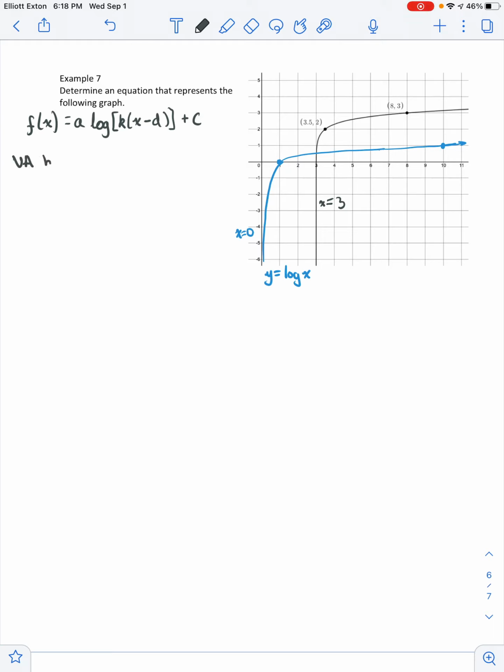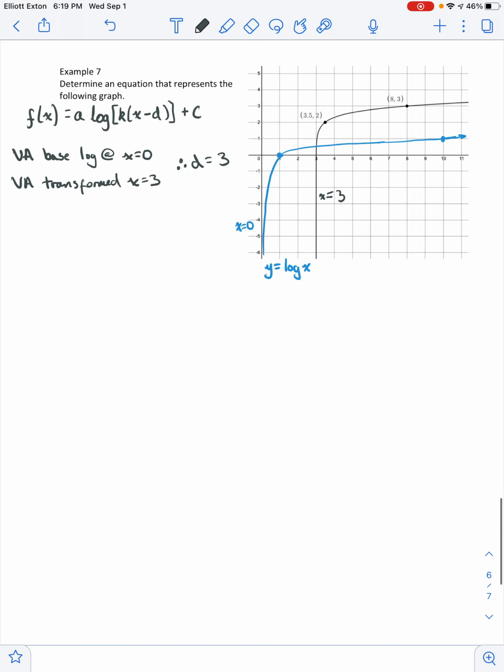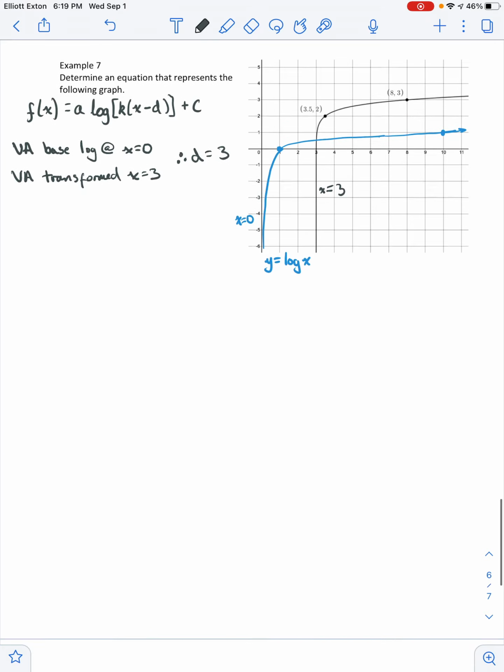So we can see that the whole graph has been shifted 3 units to the right. So the VA in our base log is at x equals 0. VA transformed is at x equals 3. Therefore, our d value is 3. So there's 1 done nice and simply.